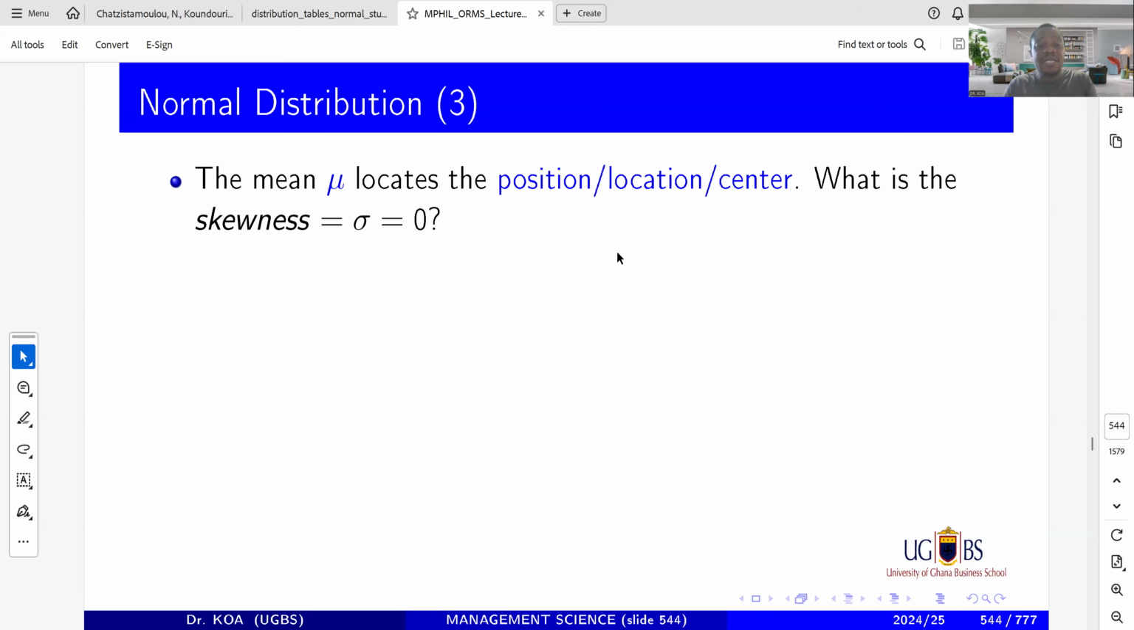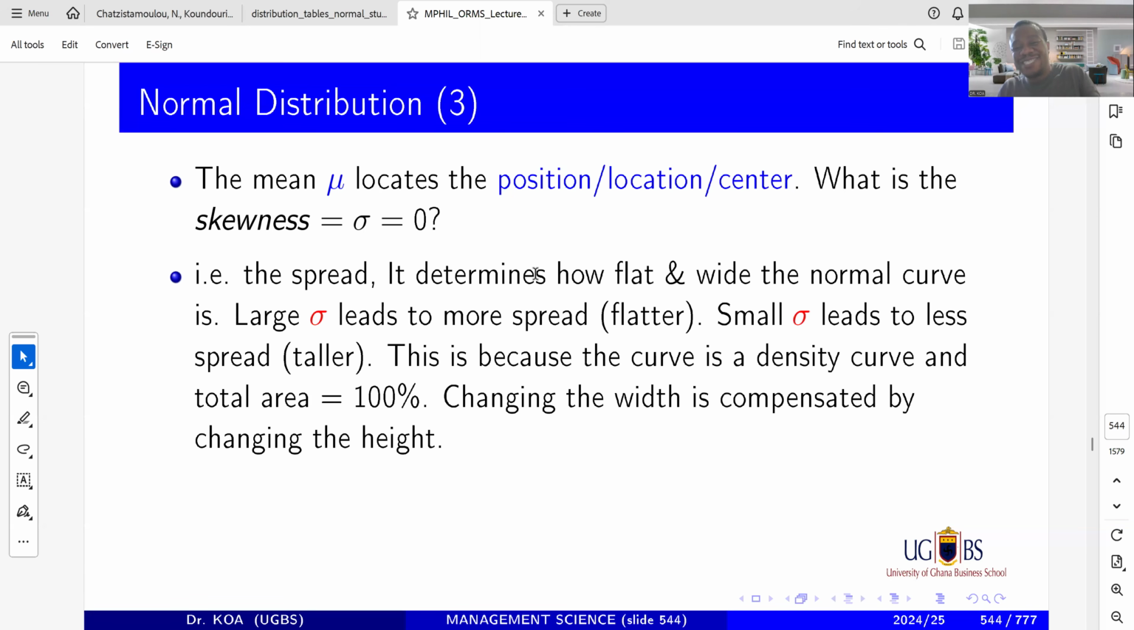Sometimes also called the standard deviation. That is how you document the skewness. It's sometimes called a spread. It tells you how flat or how wide the whole thing is. If you have a bigger skewness value, it means that you have more spread. It means it's flatter. The curve is normal, but it's flatter.